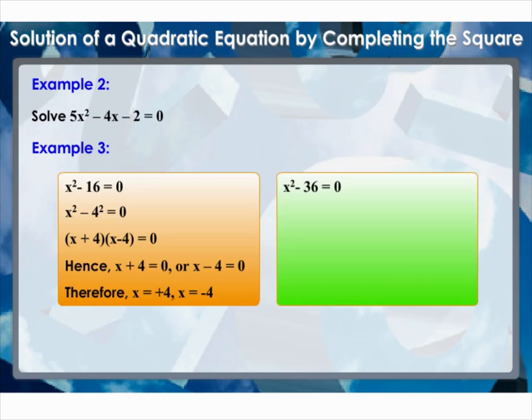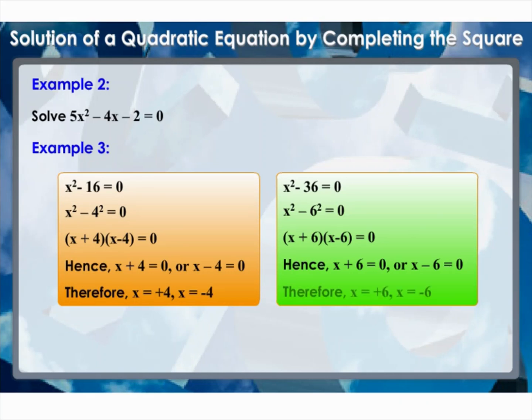X square minus 36 is equal to 0. X square minus 6 square is equal to 0. (X plus 6) into (x minus 6) is equal to 0. Hence, x plus 6 is equal to 0 or x minus 6 is equal to 0. Therefore, x is equal to plus 6, x is equal to minus 6.